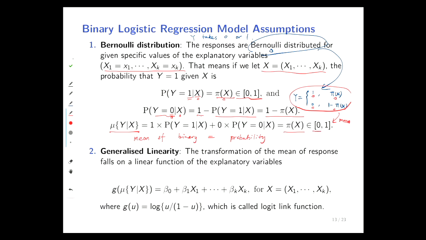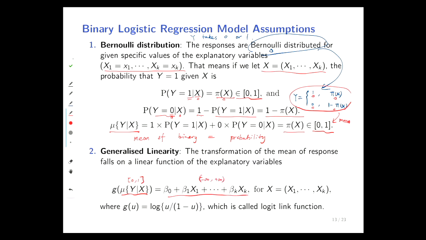So that's the reason why we need to consider the range of the mean within 0 and 1. So that's the first assumption, the Bernoulli distribution assumption. Any questions about this assumption? So let's look at the second assumption. Because the mean of the response here is within the range 0 and 1, right? So we need to consider, however, the linear combination here can be from minus infinity to infinity, right?